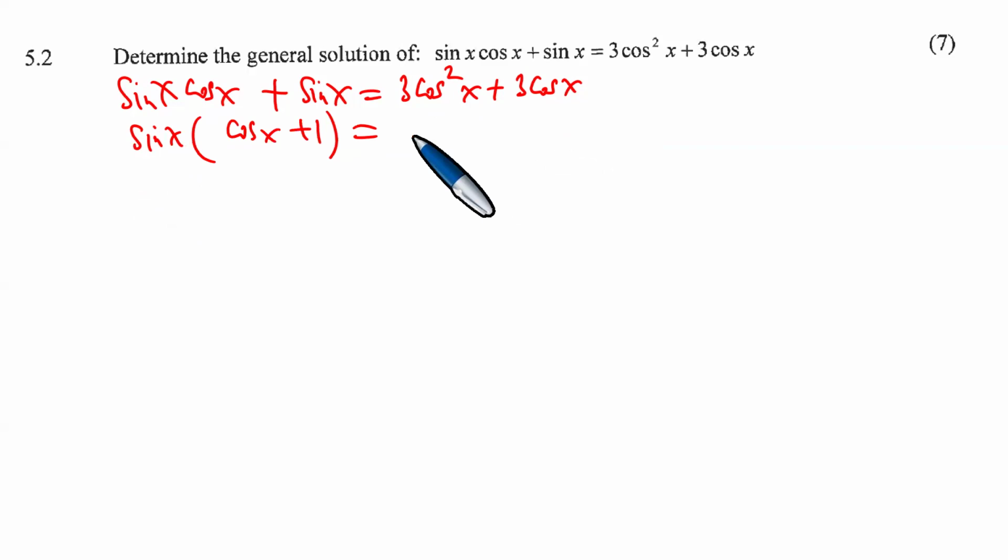what next? What do we factor out next? 3 cos x. We factor out 3 cosine x. And if we do that, we're left with what? Cos x plus 1. Cosine x plus 1. Okay, good. And this is what we get. Then what do we do next? We're trying to reason here together.